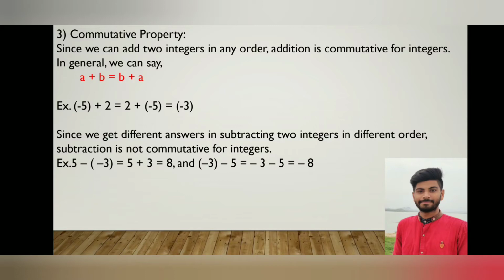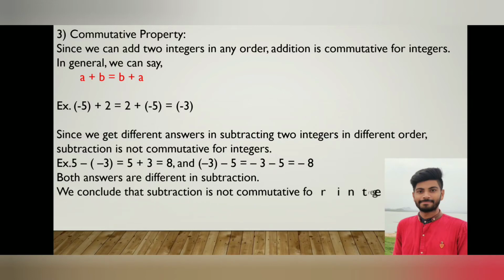And if we change the order, minus 3 minus 5, we get minus 8. So we get two different answers. Both answers are different in subtraction. We conclude that subtraction is not commutative for integers. From this example, we can say that subtraction is not commutative for integers.